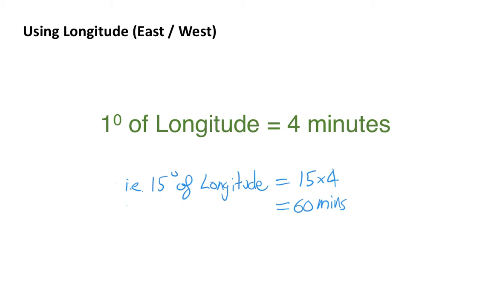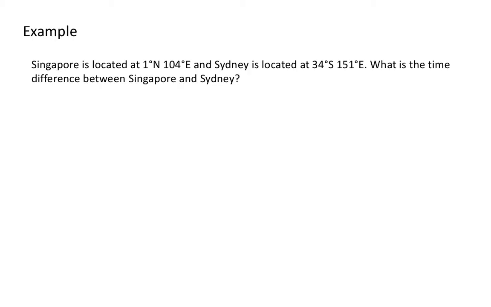So let's have a look at an example where we put this into practice. In the example, we have Singapore that's located at 1 degrees north, 104 degrees east, and Sydney that's located at 34 degrees south, 151 degrees east. And we want to know what is the time difference between Singapore and Sydney. To be able to do that calculation, we're going to need to know what is the difference in the longitude of the two locations.